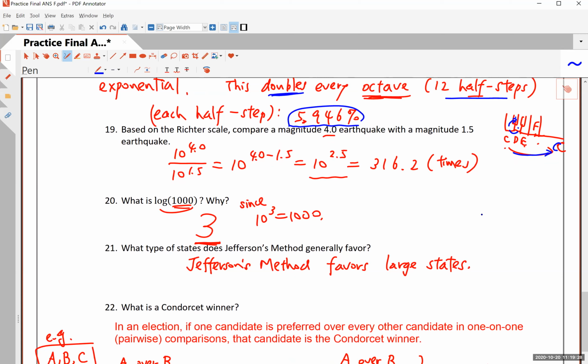Number 19, based on the Richter scale, compare the magnitude 4.0 earthquake with a magnitude 1.5 earthquake. Okay, remember how you compare them? You can do subtraction here. You don't do 4 minus 1.5 and call that the answer. Well, actually you do the subtraction, but you don't divide. You don't divide 4 by 1.5 to compare because these are logarithmic numbers.